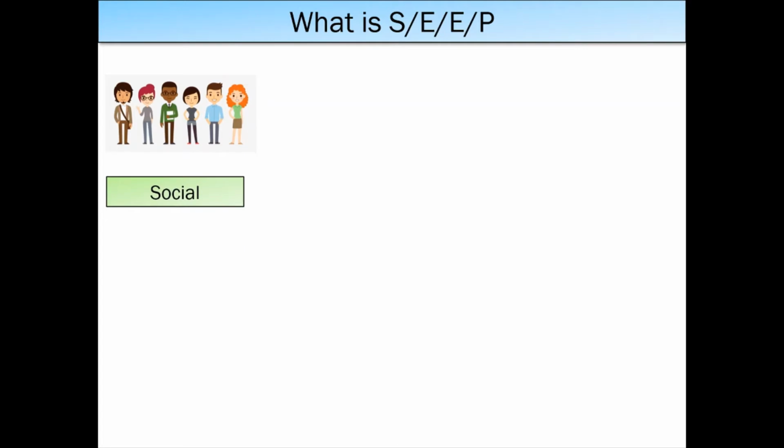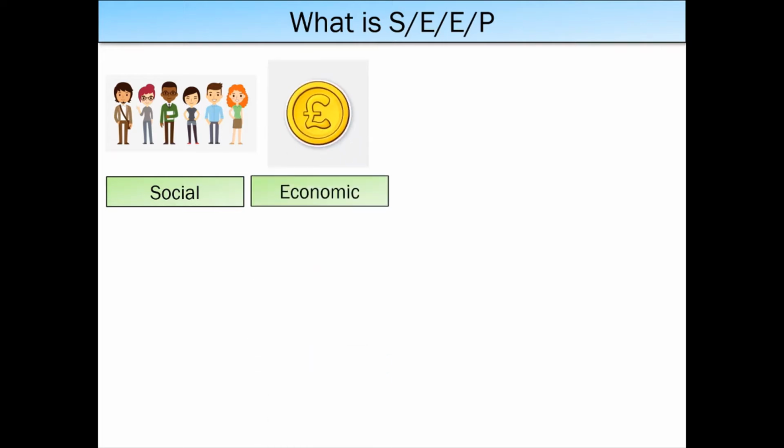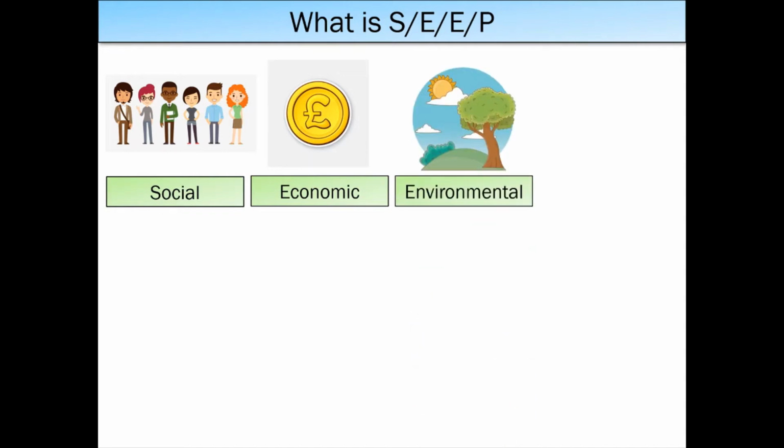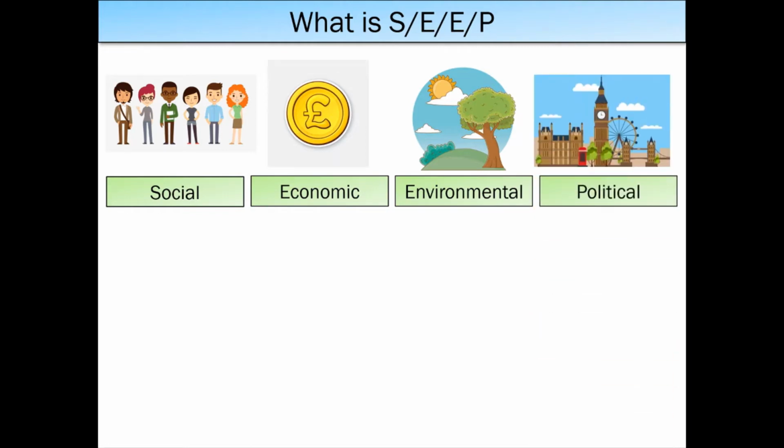So if I just put on the board, first of all, the S of our SEEP, that links to social, and you can see that that links to anything to do with people. We then move on to the first E, which is economic, and that links to money. We've got environmental, that links to anything to do with nature or the environment that we live in. And then finally, you've got your political, and that's anything to do with government, laws, things that governments spend money on within a country, okay?